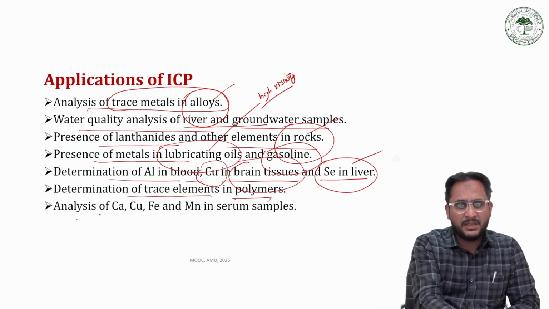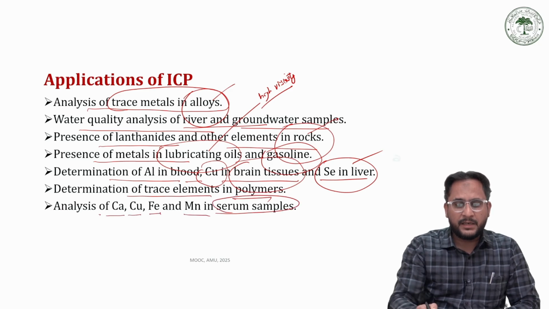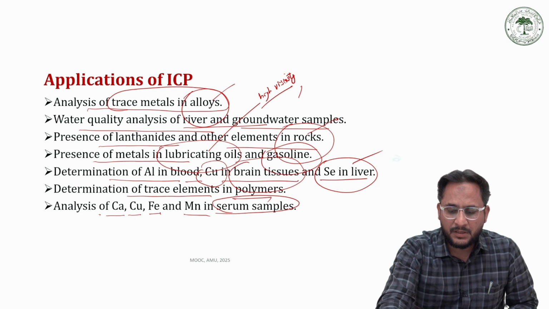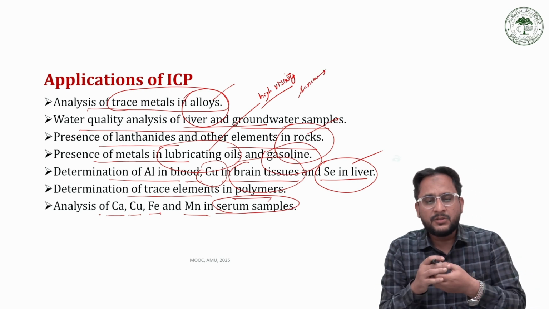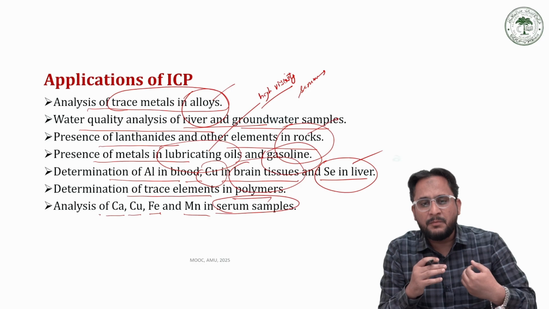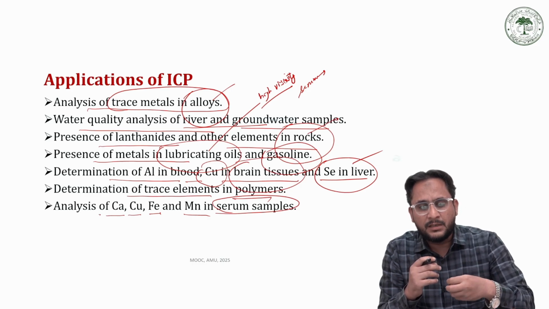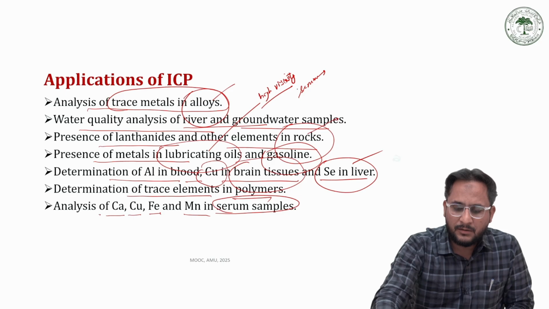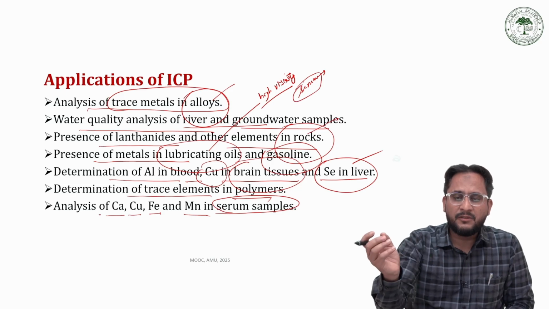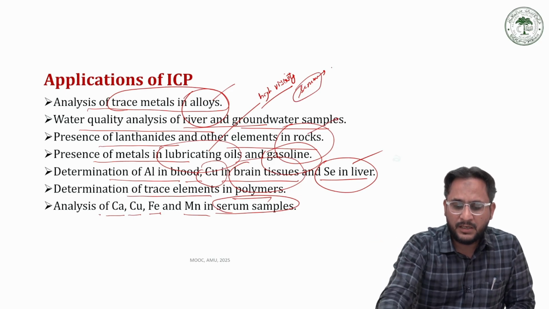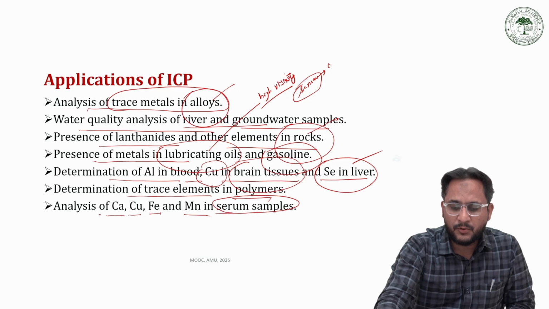Even a serum sample like a blood sample can be analyzed, where calcium, copper, iron and Mn can be detected. Serum is basically used for blood samples: the blood plasma, which is free from RBCs and platelets. From the plasma, when we remove the clotting agents like the fibrinogen protein, the plasma is called serum.